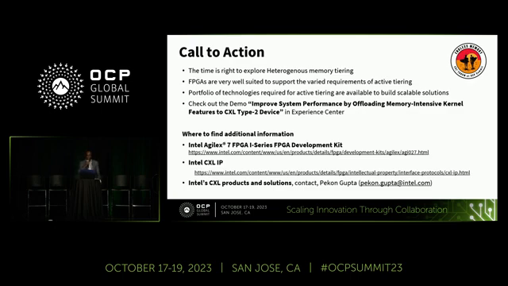There is a demo that we have, by UIUC in conjunction with Intel, on offloading of memory-intensive kernel features to a CXL Type 2 device. I encourage everyone to go in and speak to the folks there. It's a really good, excellent demo. There are links here to the Agilex 7 FPGAs, our latest family of FPGAs, and also a link to the CXL IP for those of you who are interested.